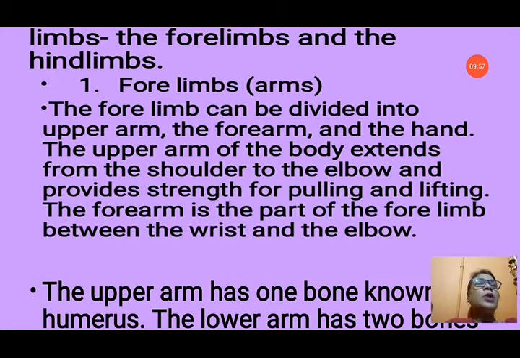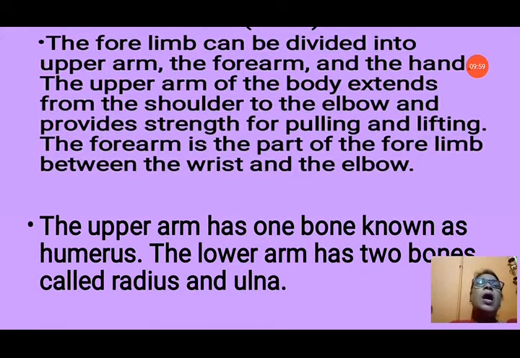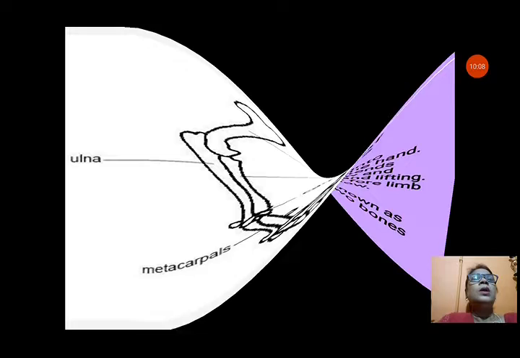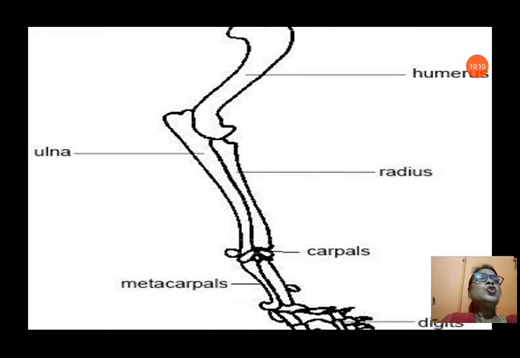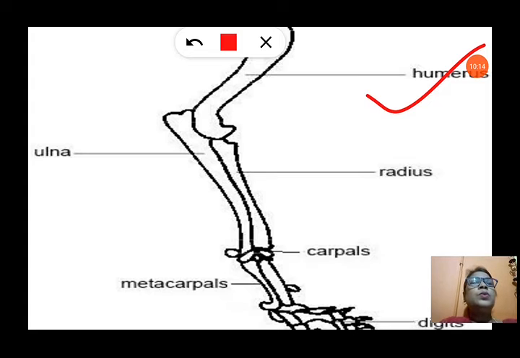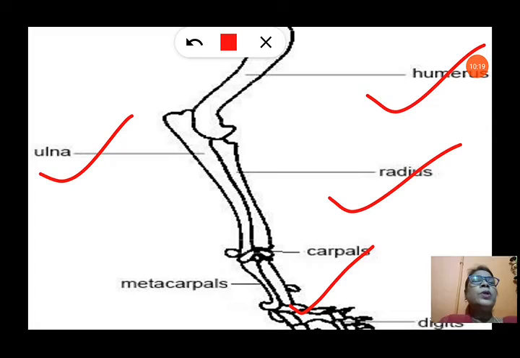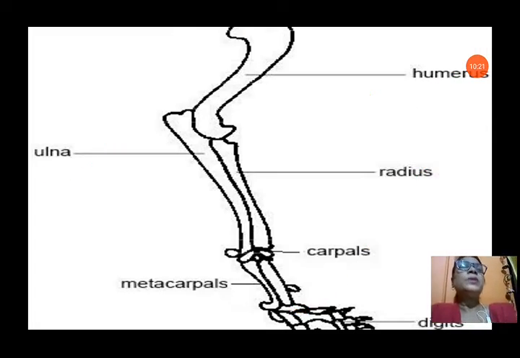The forearm is a part of the forelimb between the wrist and the elbow. The upper arm has only one bone, the humerus, and the lower arm has two bones called radius and ulna. You can see here the picture is also showing the upper single bone is humerus and the lower arm has two bones, ulna and radius. In the hand you can see many small bones are present.